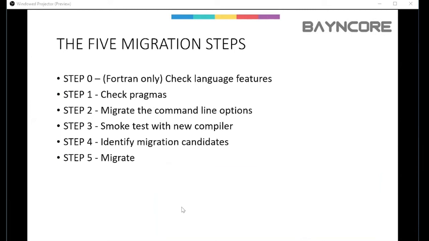Here are the migration steps that you could do, and we're going to do those in a second on DevCloud. You start off, if you're a Fortran code, check what language features are there. The second step would be to check if there are any Pragmas in your code, because the Pragmas won't be the same if you're moving to the new compilers. Third thing is to check the command line options. As I said earlier, the options may have changed. Next is to do a smoke test with a new compiler. The fourth step would be to decide which of your codes you're really going to migrate. And then the fifth step is to migrate itself.